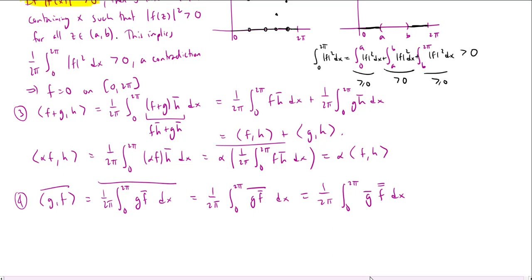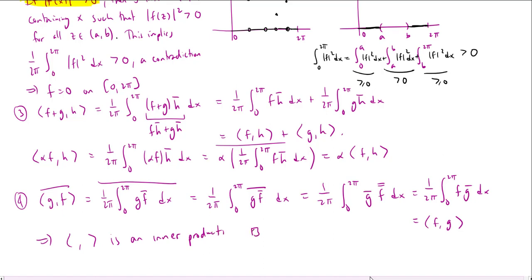Oh, but f bar bar, right? You're taking the bar of the bar. That's just the original function. So this is 1 over 2 pi, the integral from 0 to 2 pi of f g bar, right? Of course, I'm going to swap the order here because now it's obvious this is f comma g. And therefore, we have conjugate symmetry. And therefore, this map we've defined is an inner product. And that's it. That's our proof.